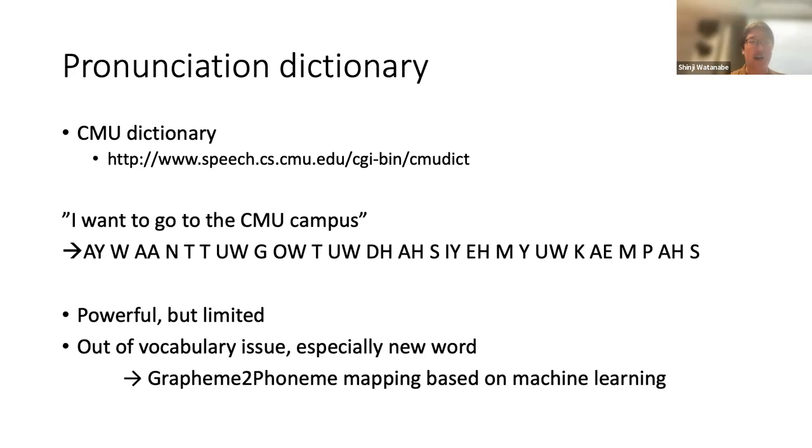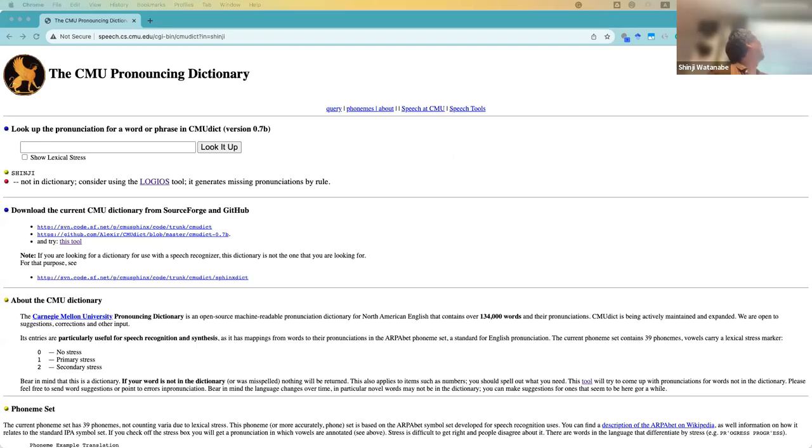So today, not today, as a kind of weekly assignment, I want you guys to play with it a little bit. But maybe I can play with it now. This is the CMU dictionary. There are a lot of cool interfaces and so on, but basically, if you type some word in this web interface, the CMU dictionary provides the phoneme sequences.